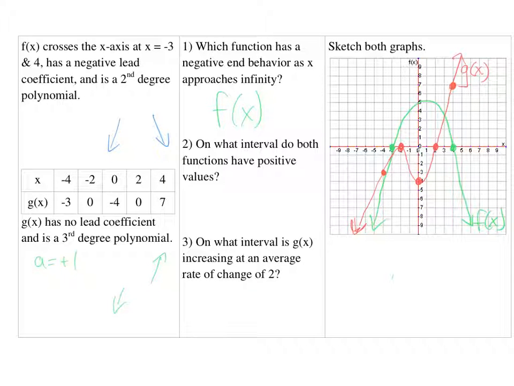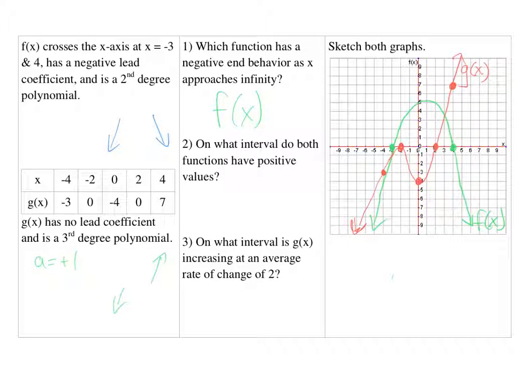So if I look at the green graph, on what interval is the green graph positive? Well, isn't it from here to here? From -3 to 4, isn't my green graph above the x-axis? Is it anywhere else above the x-axis? No. It's only from -3 to 4 that this graph is above the x-axis. So I know my interval has to be somewhere in here.